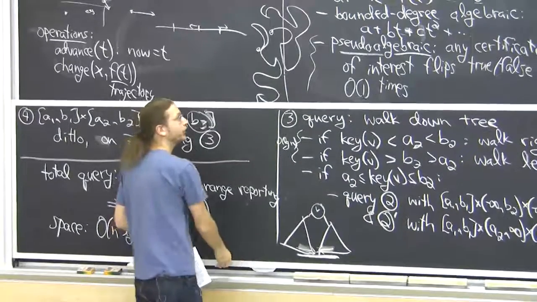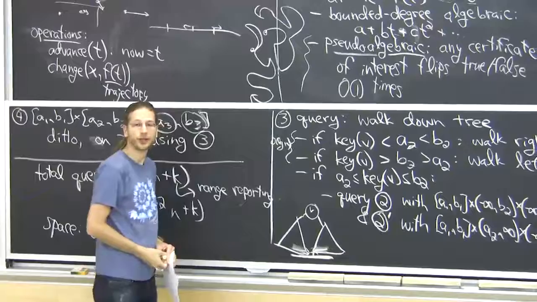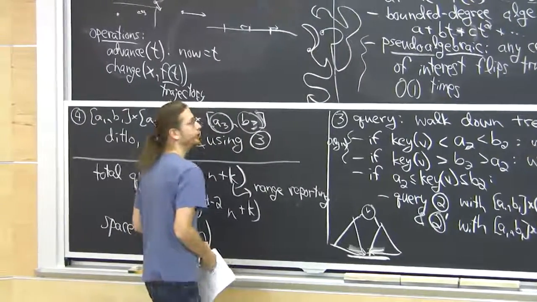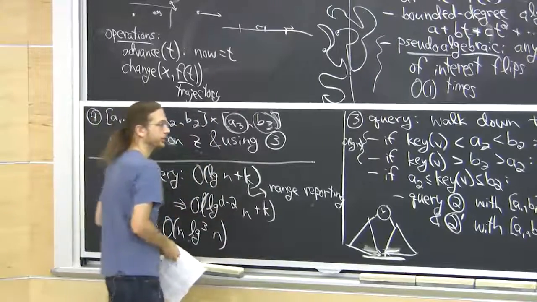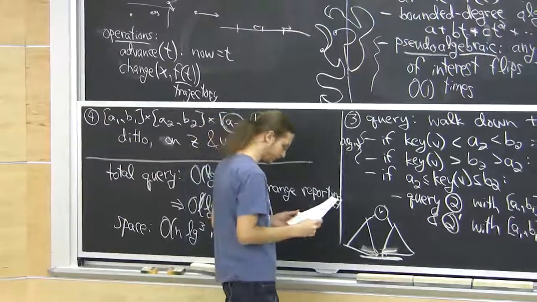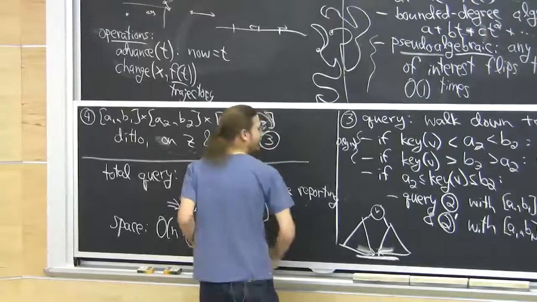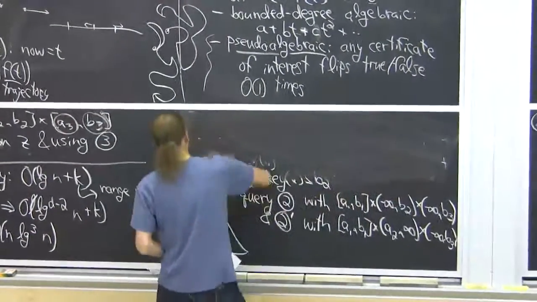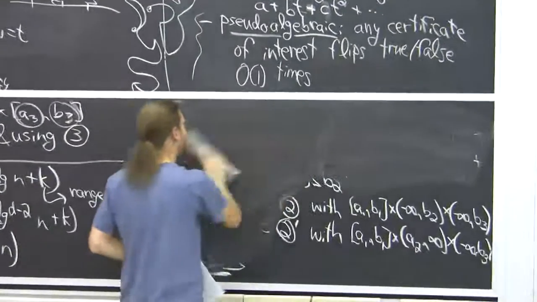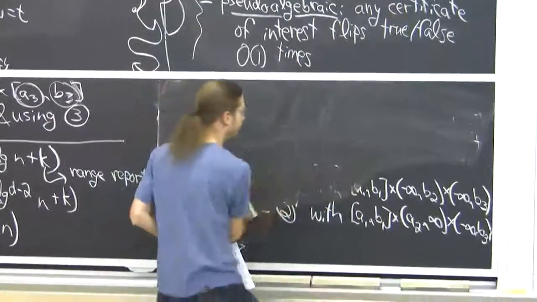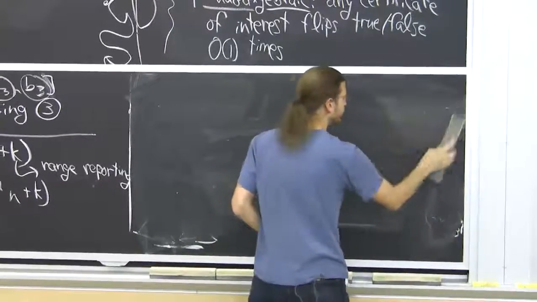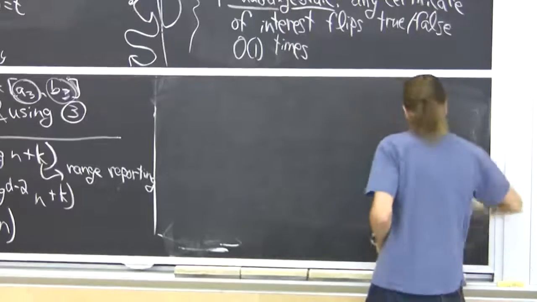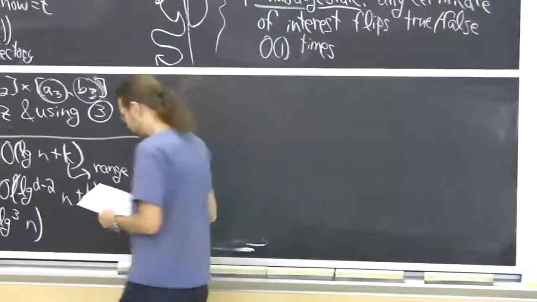A certificate of interest is just a Boolean function on a constant number of data points over time, a constant number of trajectories, I should say. Okay, I'll probably define certificate right now. Certificates, I'm going to define them more as a tool that we use to build data structures, but they're really the same thing that I mean here.